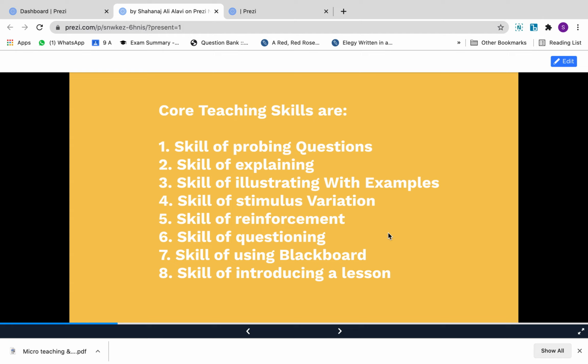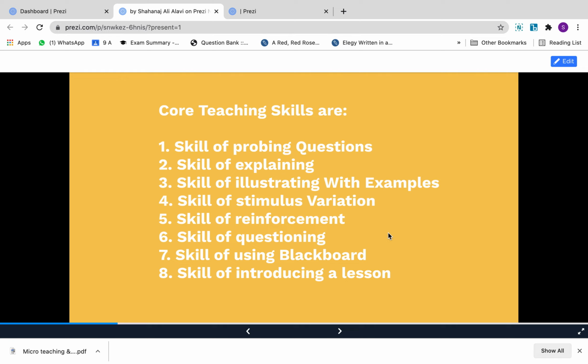And then the skill of illustrating with examples. As we know, every time we teach something, we always use examples in our classroom. So it's a skill, that is, we illustrate our lessons or content with some kind of examples, and that is a skill. So whenever we find a difficult situation that the students cannot understand what we mean, we can use examples. That's a kind of skill.